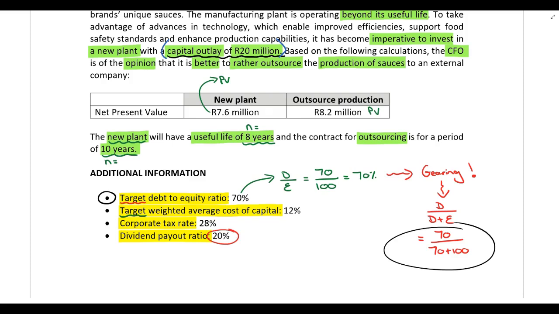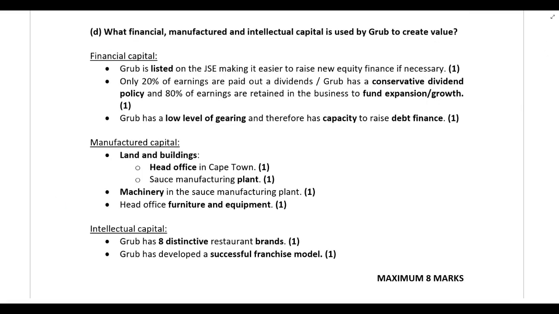In addition to that, from our previous calculations in Part B, we saw when we compared the target capital structure to the current capital structure, that the company currently has a very low level of gearing compared to their target capital structure. They currently have capacity for debt finance. So that's also another financial capital. They have capacity to raise more debt finance if necessary, because they currently have a very low level of gearing compared to their target capital structure. All right, so let's have a look at that first.